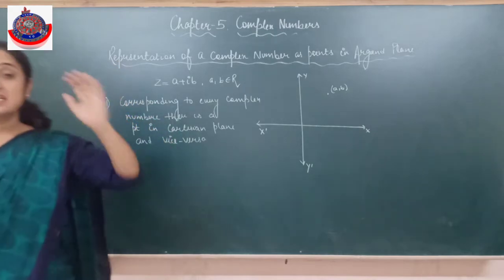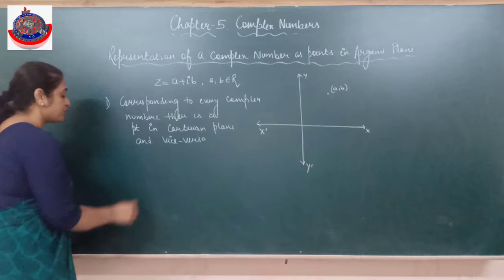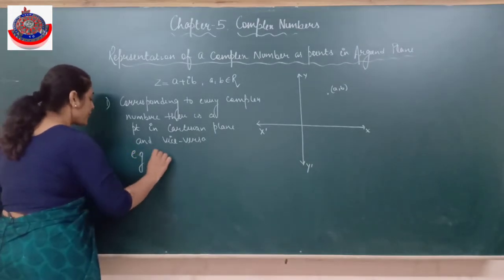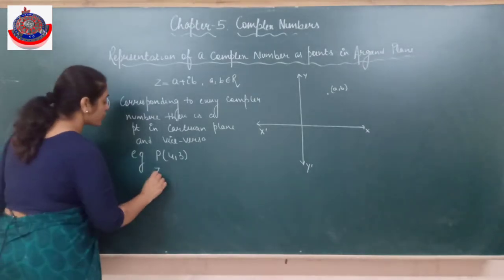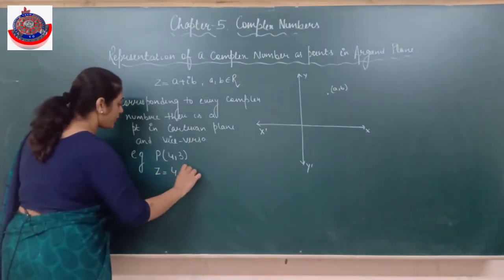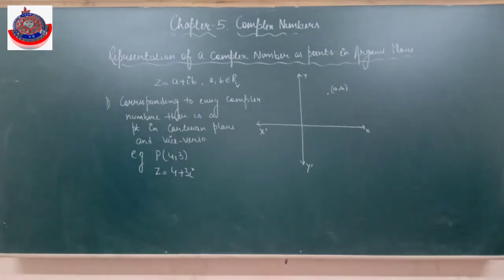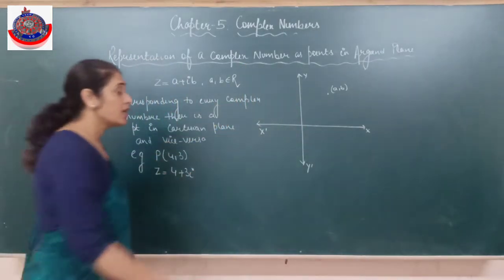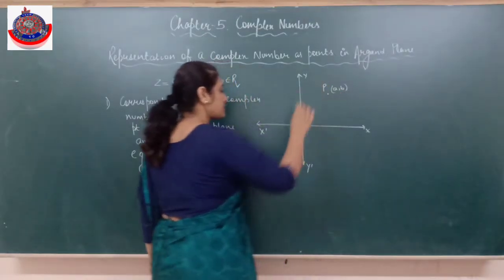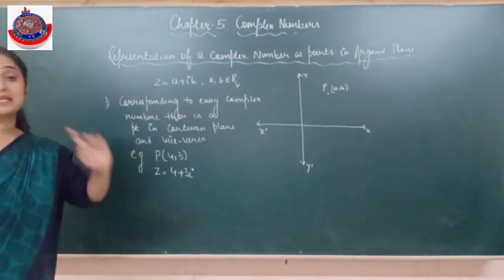Is it clear? If AB is a point, then the complex number will be Z is equal to a plus iota b. For example, if the point is 4, 3 in the Cartesian plane, then the corresponding complex number will be 4 plus 3 iota. Is it clear? So corresponding to every complex number, there is a point in the Cartesian plane. It is AB. Alright. And corresponding to every point, there is a complex number.